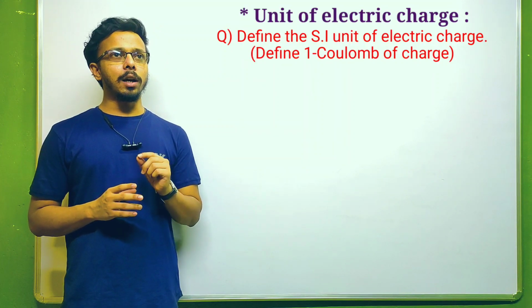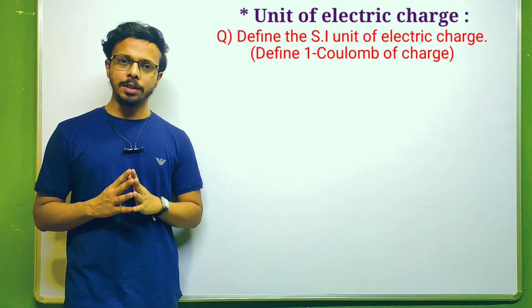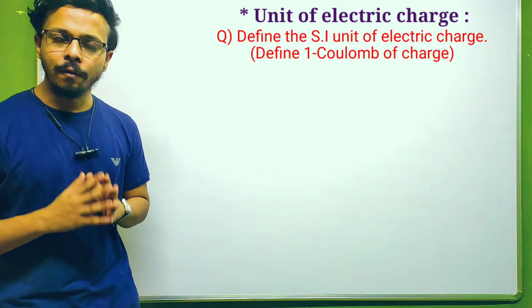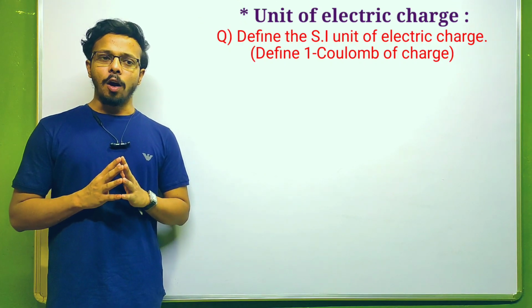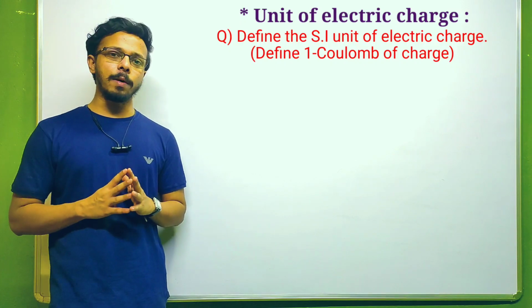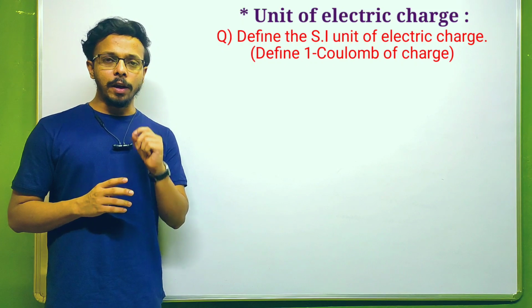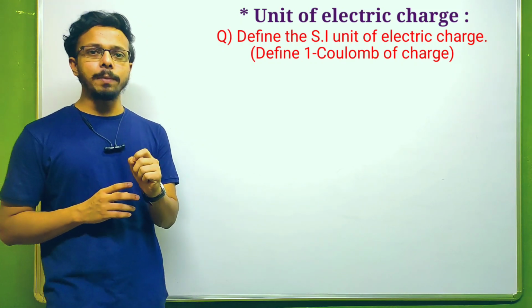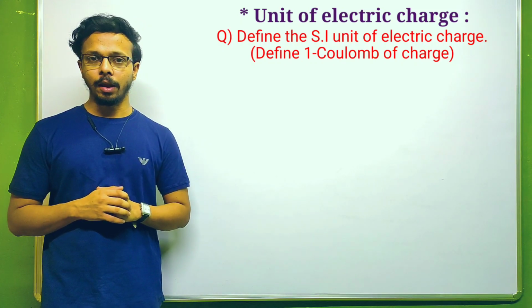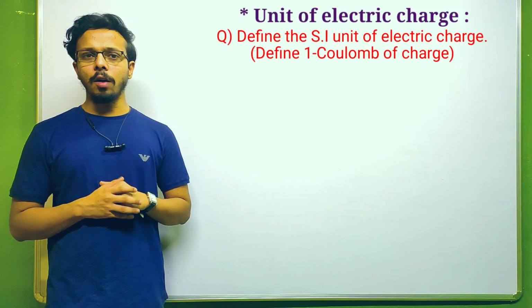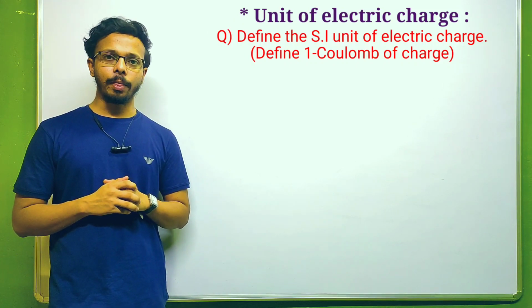From the properties of charge, that is, from the quantization of charge, we already have an idea of how many electrons constitute 1 coulomb of charge. But now we are going to define what is meant by 1 coulomb of charge, and from Coulomb's law we are able to define that.